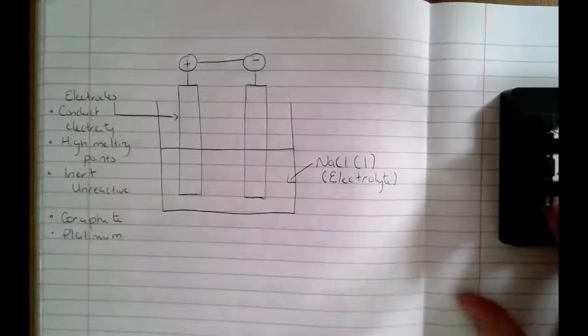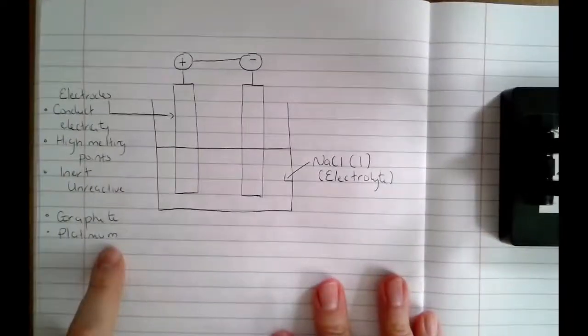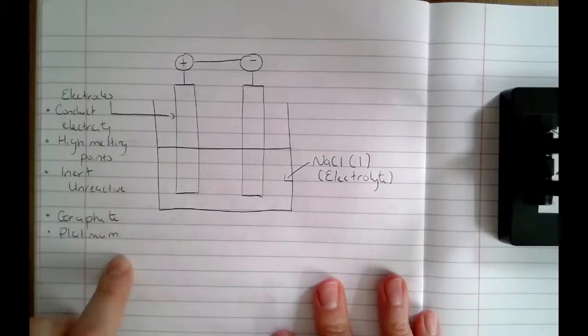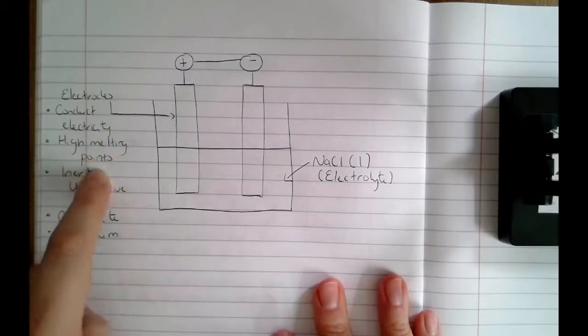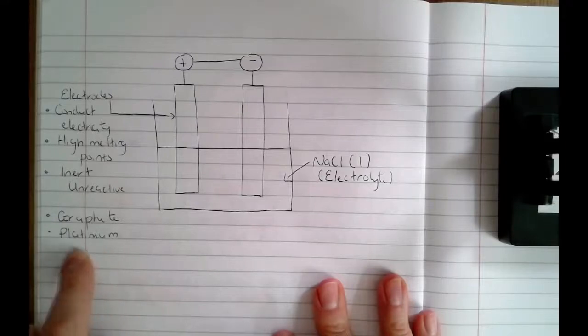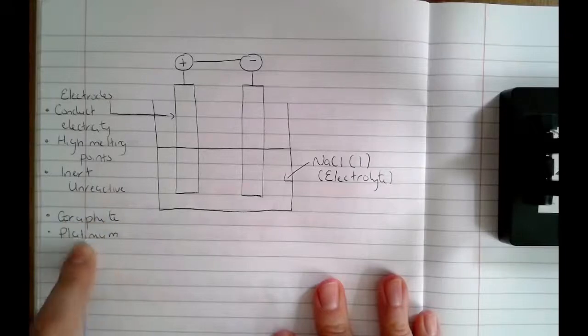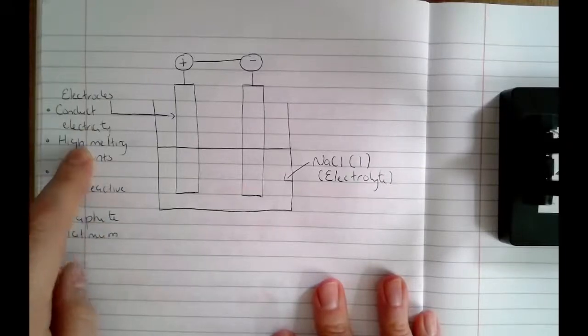Platinum is a metal. Because it's a metal, it can conduct electricity, because again, it's got delocalized electrons. Because it's a metal, it has a high melting point. Because it's this particular metal, platinum, it is inert. It is unreactive, although a lot of metals are not. So there are two substances that are typically used as an electrode.